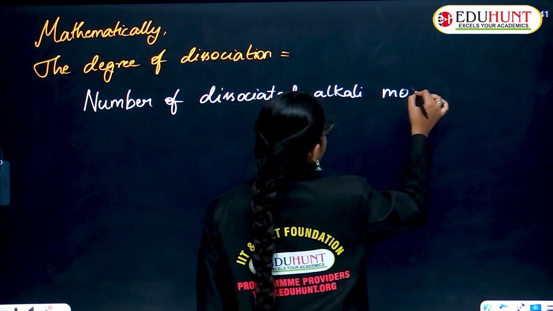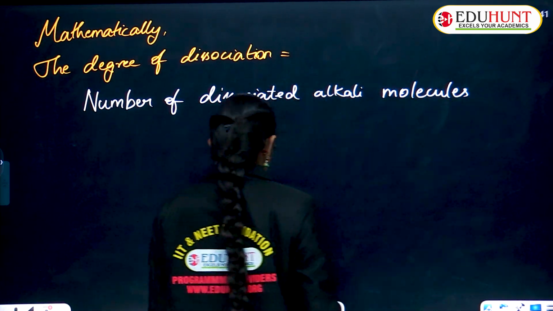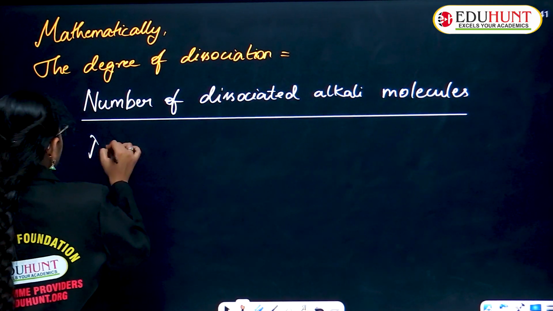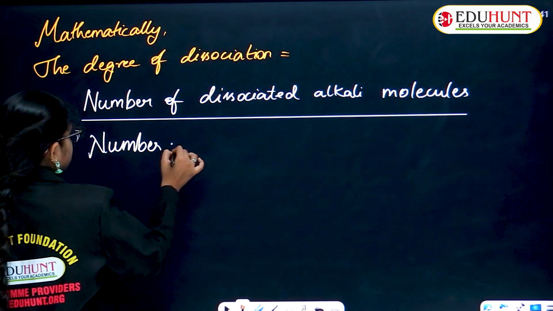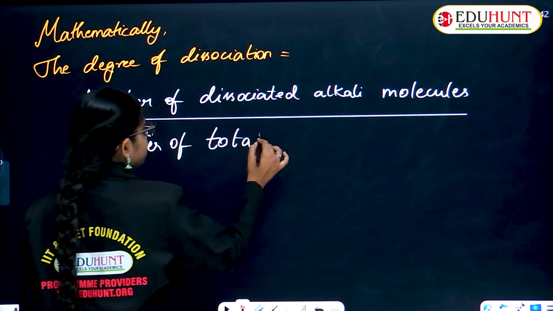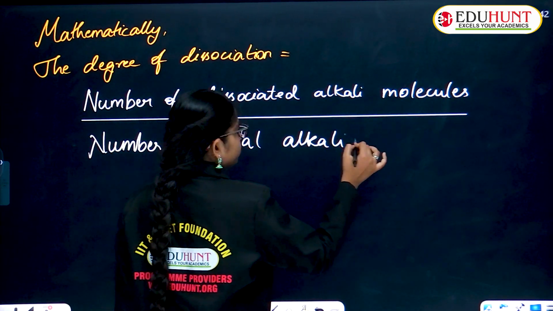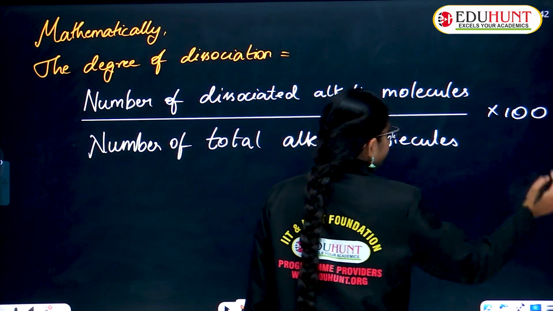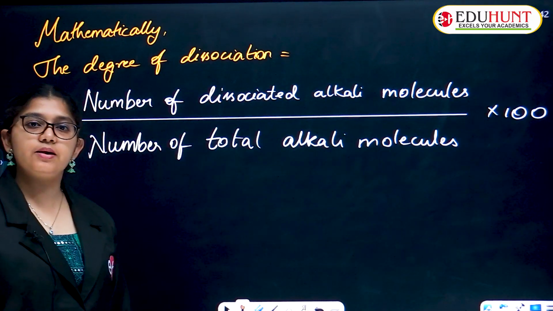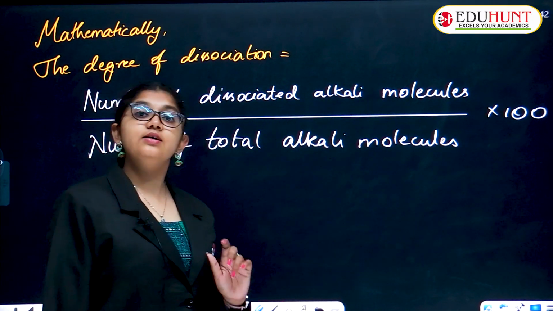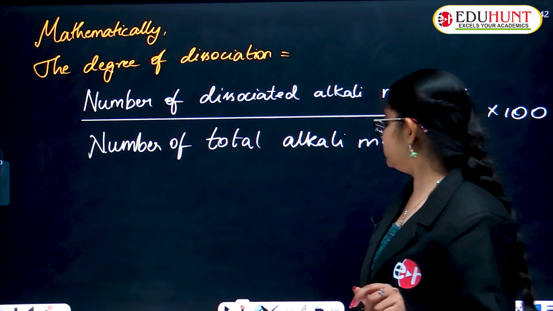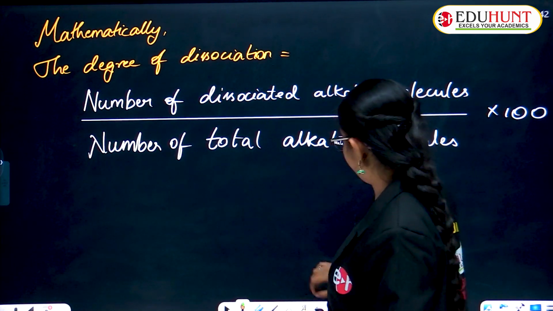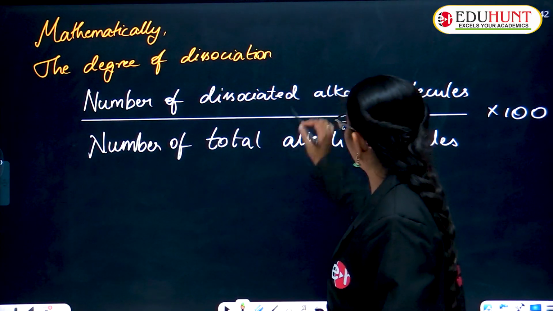by number of total alkali molecules, into 100. This is the mathematical derived equation for the degree of dissociation. What is the symbol, children, for degree of dissociation? Very good, alpha.